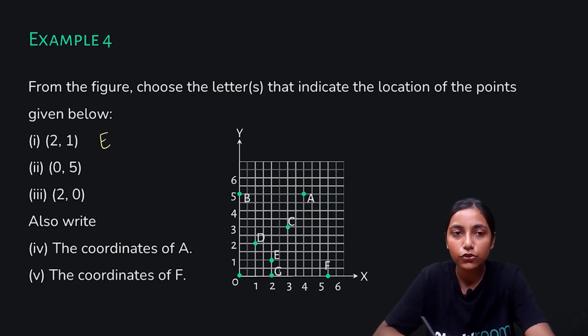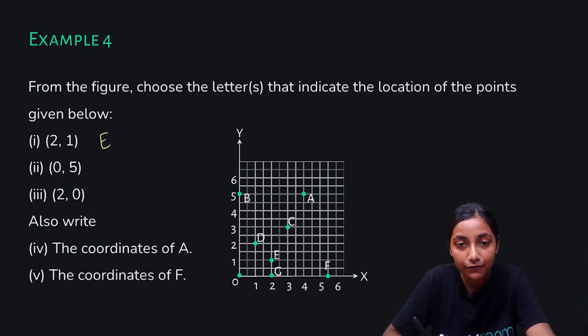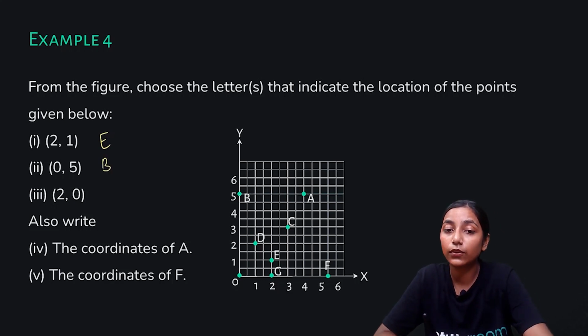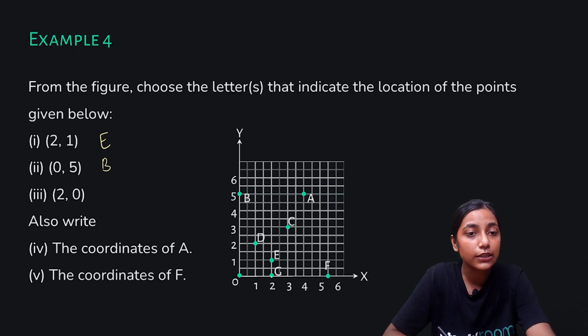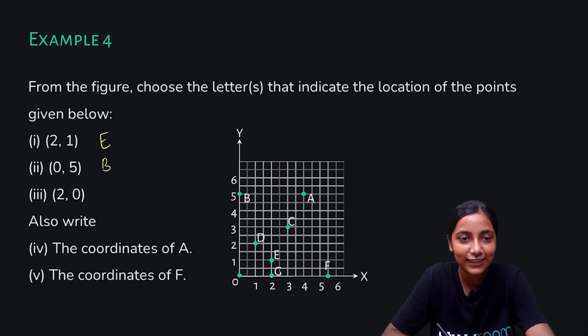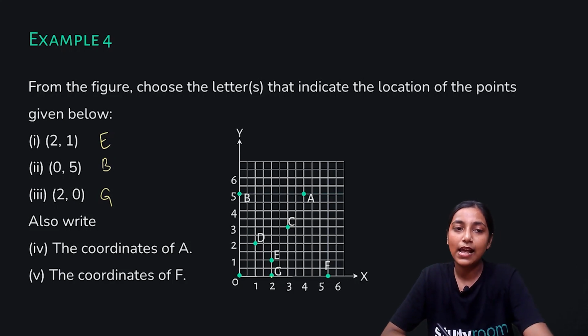(0, 5). So 0 units to the right side of origin, that is on the origin. Further 5 units to the upward side, and I am reaching here. So this is our point B. Next is (2, 0). That is 2 units to the right side of origin. I'm reaching here and further 0 units to the upward side. That is on this point only, and this is our G.